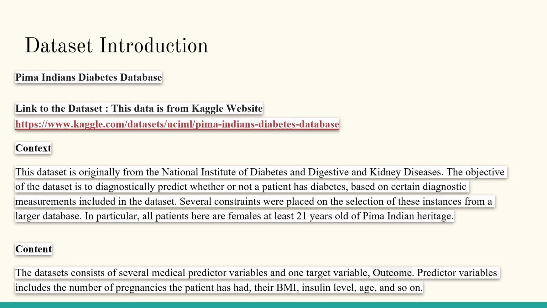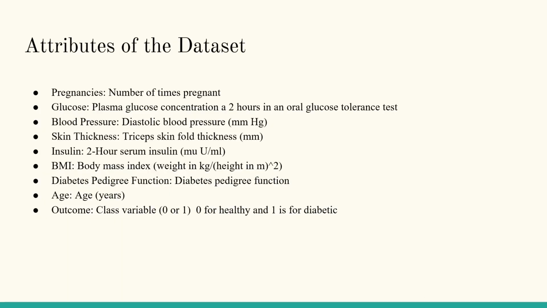So what are the columns in the dataset? We have one target variable, which is the outcome that we need to predict. We need to predict whether the patient had diabetes or not. We have additional columns such as the number of pregnancies the patient had, their BMI, insulin level, age, and so on. So let us see all the attributes in the dataset.